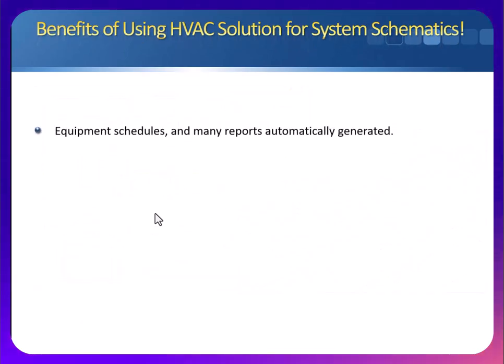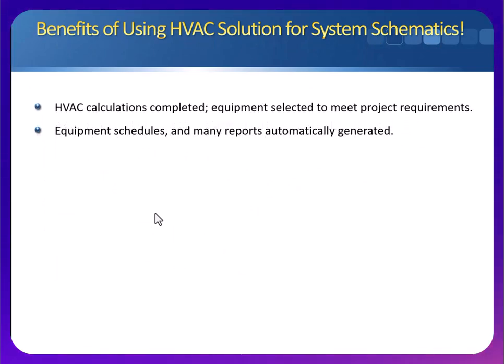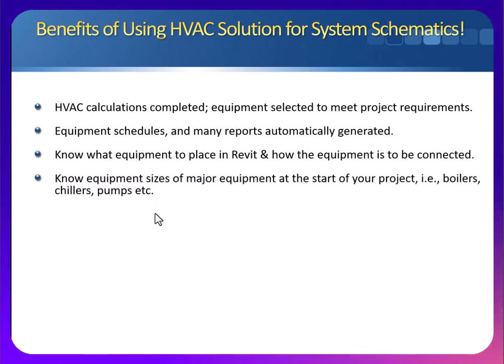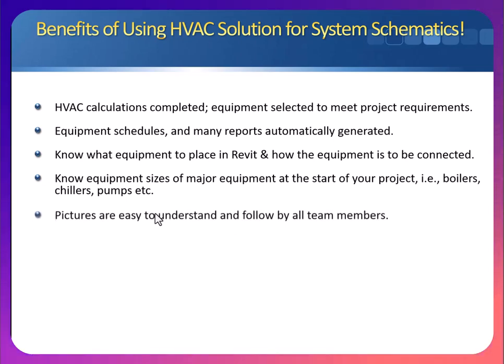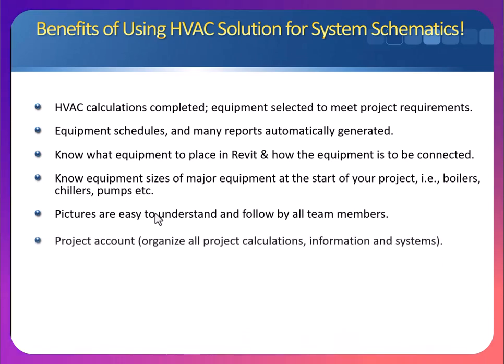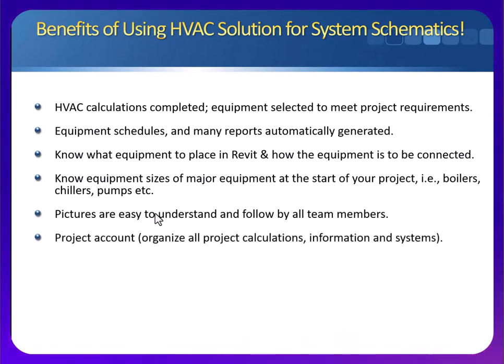So benefits: equipment schedules and many other reports automatically generated. Calculations completed, equipment selected to meet our project needs. Like I mentioned, you know what equipment to put into Revit and how it's to be connected. You know all the major sizes of equipment right at the start of our projects because it's been sized. You can help the architect with laying out fan rooms, mechanical rooms, and getting the electrical information to electrical. Pictures are a lot easier to understand and follow by team members, owners, architects. And it's just a big project to count and keep track of everything.